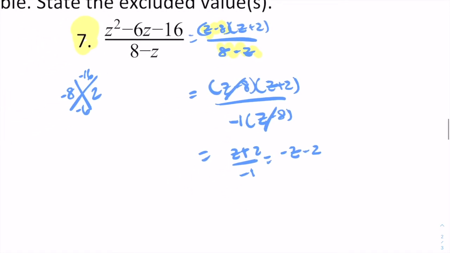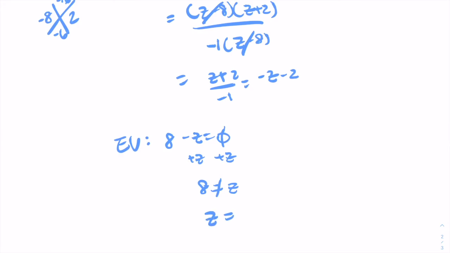But remember, you also always have to find your excluded values. You get 8 minus z equals 0, plus z, plus z. 8 can't be equal to z, or you could just write z can't be equal to 8.